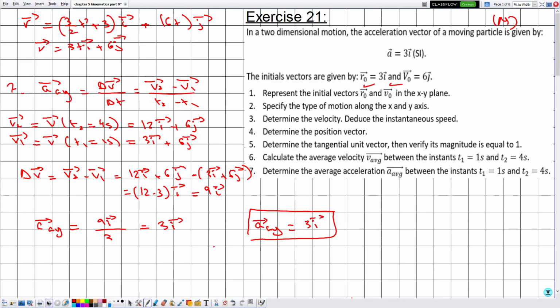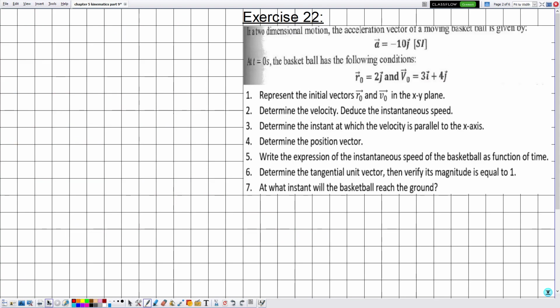So that's it for exercise number 21. Let's move to exercise number 22. They are telling me that in a two-dimensional motion the acceleration vector of a moving basketball is given by a equal to minus 10j. Which means that the acceleration along the x-axis is equal to 0, and the acceleration along the y-axis is given by minus 10 meters per second squared.